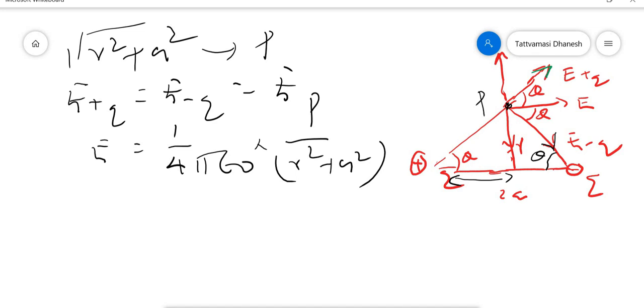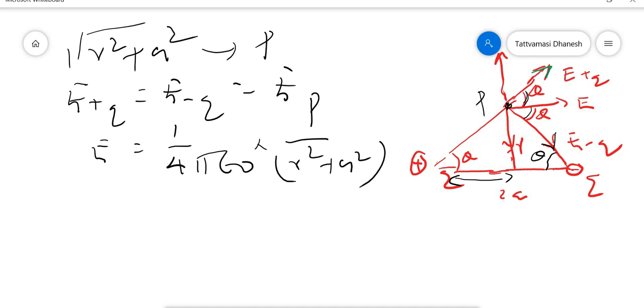Then by the properties of triangles, with these two parallel lines and this diagonal, this angle should also be theta. And this angle also, since these two are parallel lines and this is the diagonal, both those angles should be theta. From this, what we can understand is that the magnitudes of E of plus Q and E of minus Q are equal.